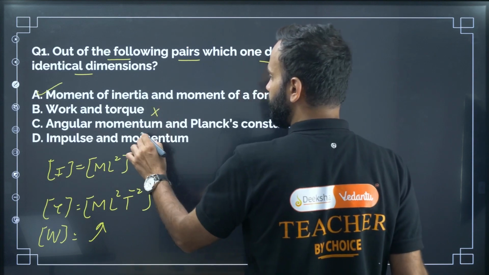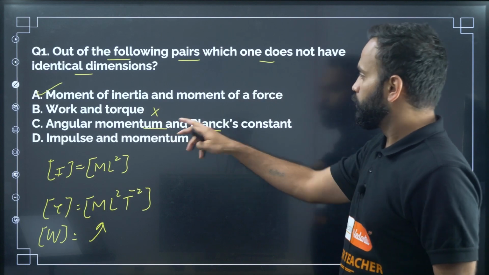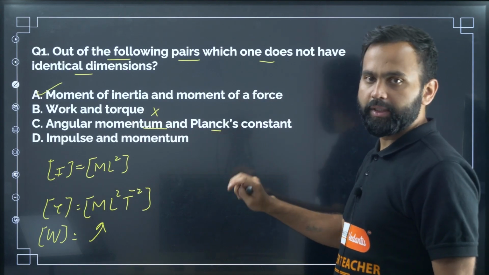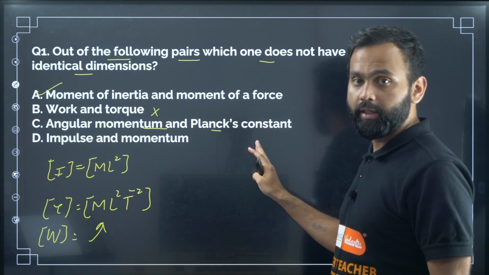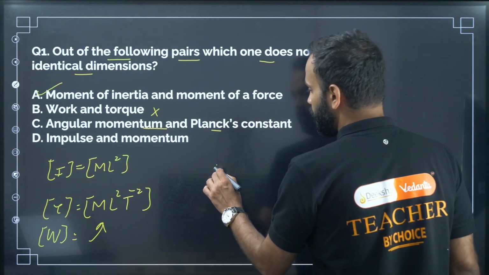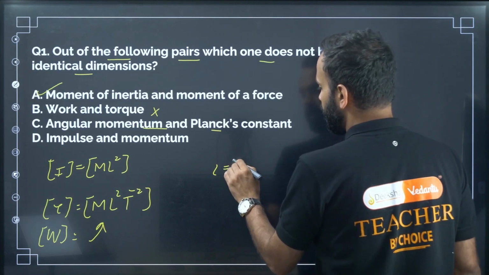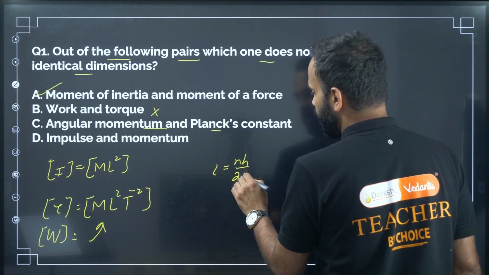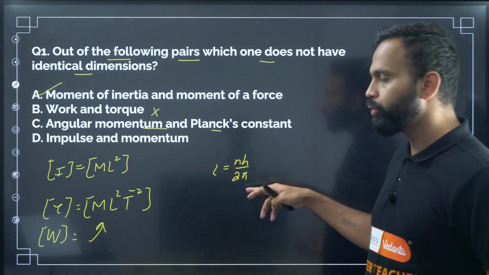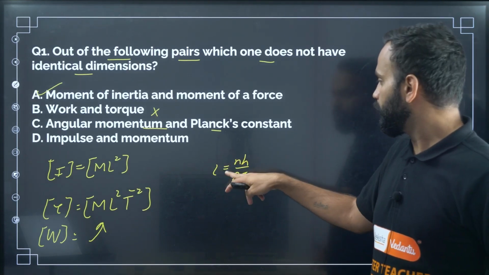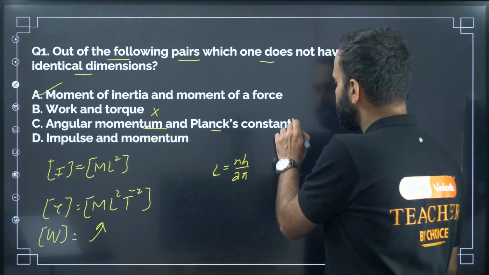Let's check option C, angular momentum and Planck's constant. The dimension formula of the angular momentum is the same as that of Planck's constant. You know the formula: angular momentum of the electron in Bohr's orbit, L equal to n h divided by 2 pi. What is n? The principal quantum number, so it is dimensionless, and 2 pi is also dimensionless. So the dimension formula of L is the same as that of h. So option C is also wrong.